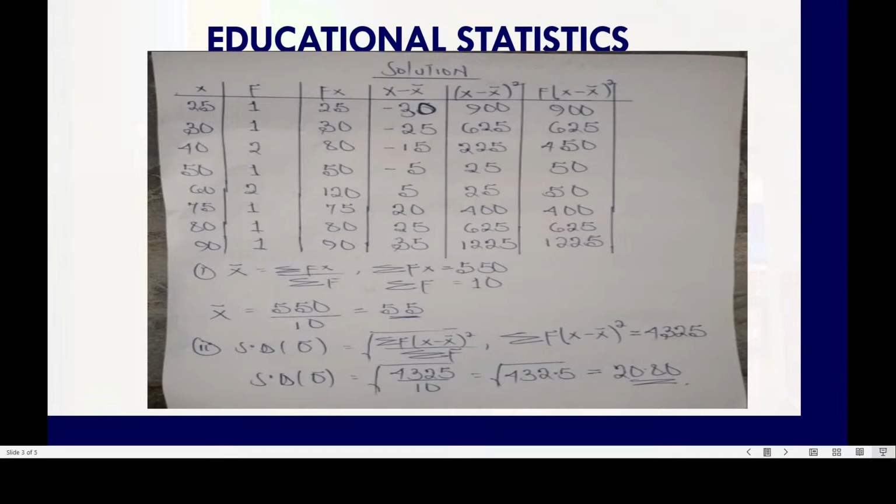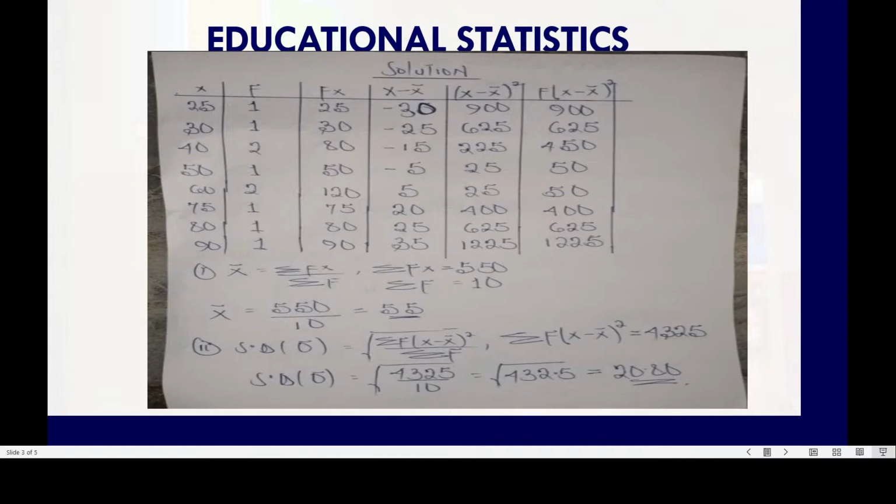So I'll now put the data into the formula. Whenever I see summation f into s minus s bar squared, I put 4325. That's why I have 4325 in the numerator. Summation f is 10, divided by 10. So 4325 divided by 10 will give you 432.5. If you use a calculator to press the square root, it just gives you 20.80.